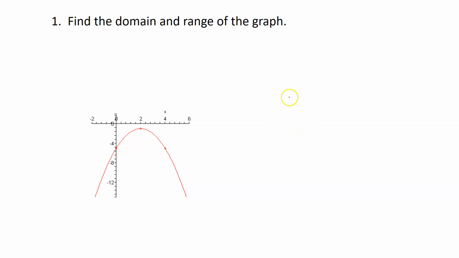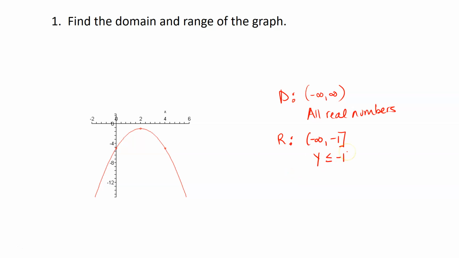The first one is domain and range. To find domain, you look side to side on the graph. This graph goes on forever from left to right, so the domain is negative infinity to positive infinity, which is all real numbers. To get the range, you look for your lower boundary, which this one goes on forever. Higher boundary is -1. So range is negative infinity to -1. Or it might be written as y less than or equal to -1.